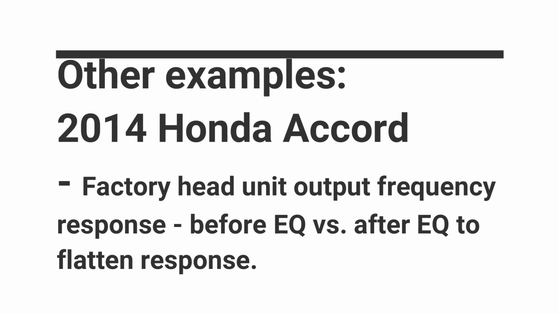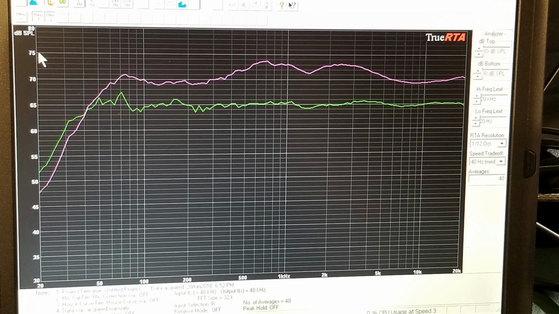This is a 2014 Honda Accord. It has a pretty poor frequency response. You can see it's got an 80 hertz high pass filter and some wicked EQ. Using a JL Audio VXi amplifier, I tried to flatten it and use this process so I could see what I was doing.